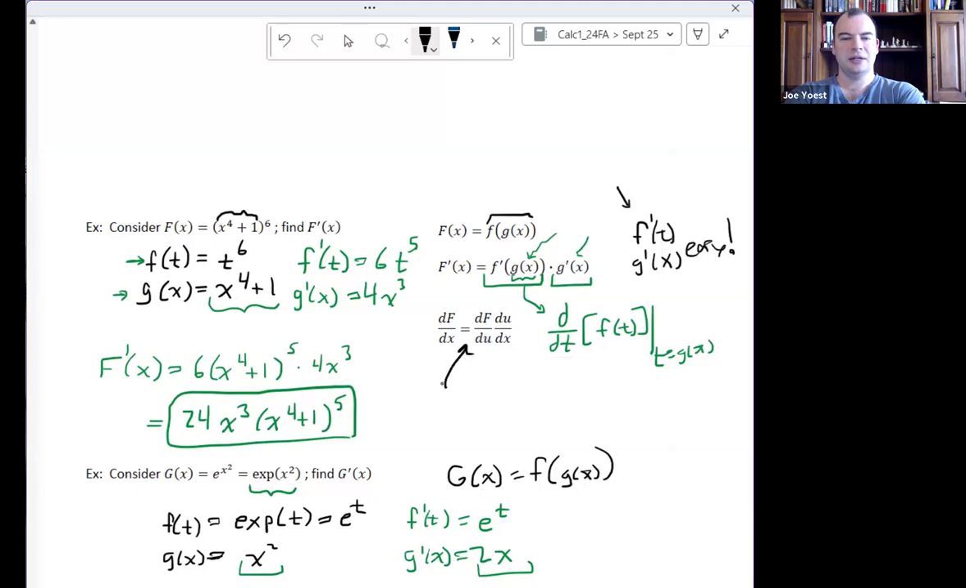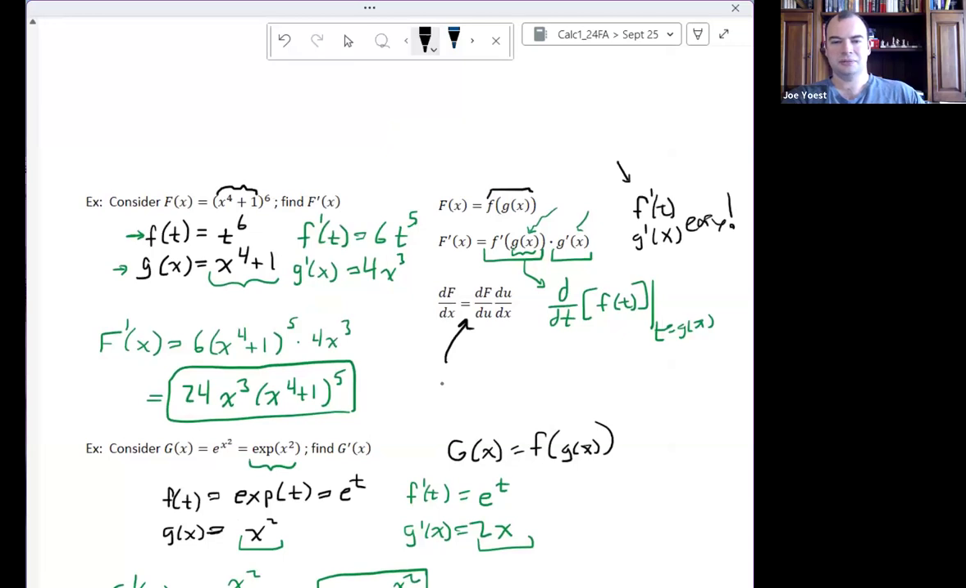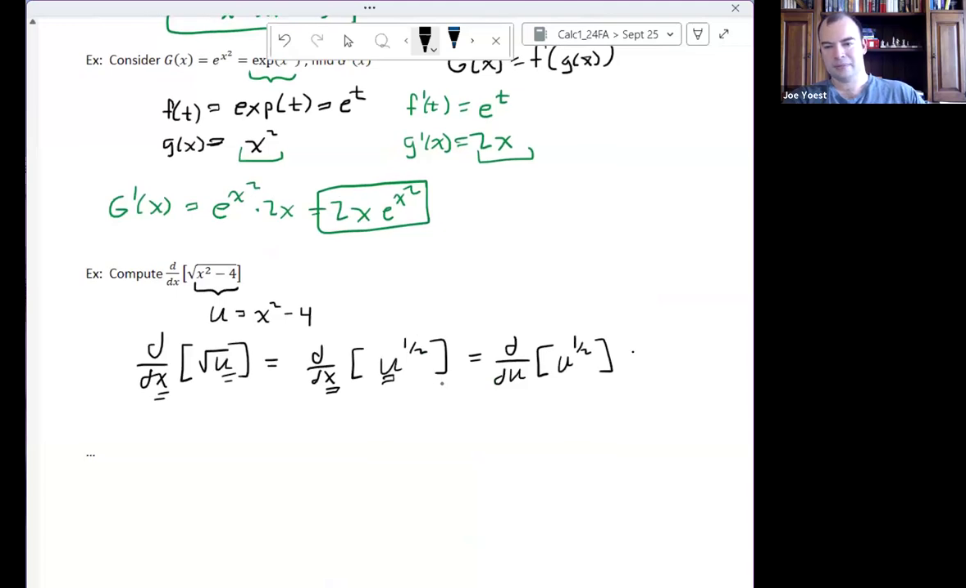But up here, I can change the variable I'm differentiating with respect to. Instead of d by dx of this thing, I can choose to differentiate with respect to u of u to the 1/2. But then what do I need to do? I need to multiply by the derivative of u with respect to x. So what's d by du of u to the 1/2? Well, I bring the power down and I subtract 1 off the power.